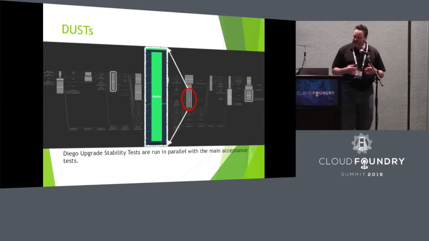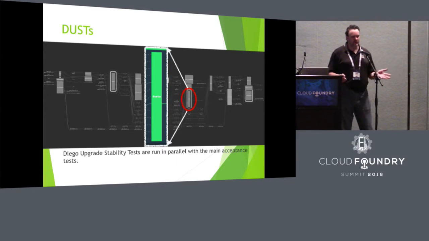Okay, so one of the other major pieces, and Jen talked about it a bit earlier, was our validation to make sure that we can upgrade. And so we have a special suite of tests called the Diego upgrade stability tests. And these are all run in parallel with the mainline inside catch-up, although they aren't run against the catch-up environment.